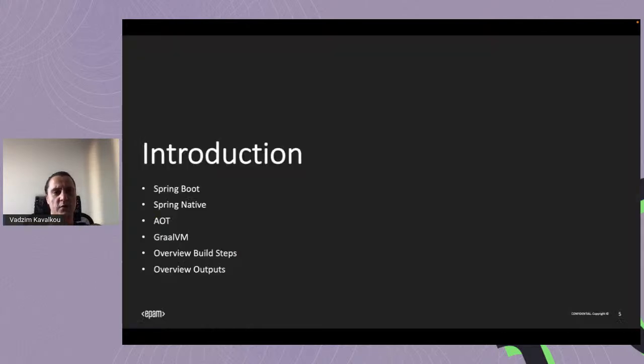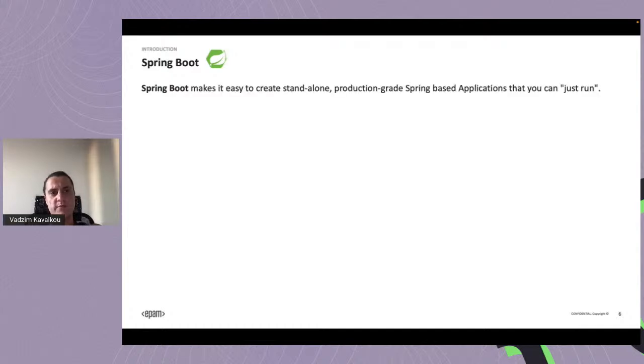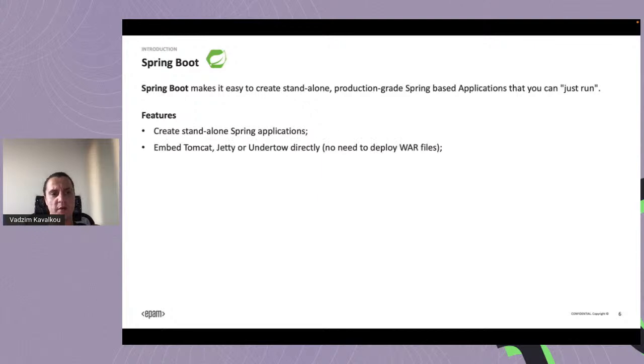So what I'll introduce, let's take a look at Spring Boot, Spring Native, AOT, GraalVM, overview of build steps, overview of outputs. So what is Spring Boot? Spring Boot makes it easy to create standalone, production-grade Spring-based applications that you can just run. The features of Spring Boot: create standalone Spring applications, embedded Tomcat, Jetty, or Undertow directly.